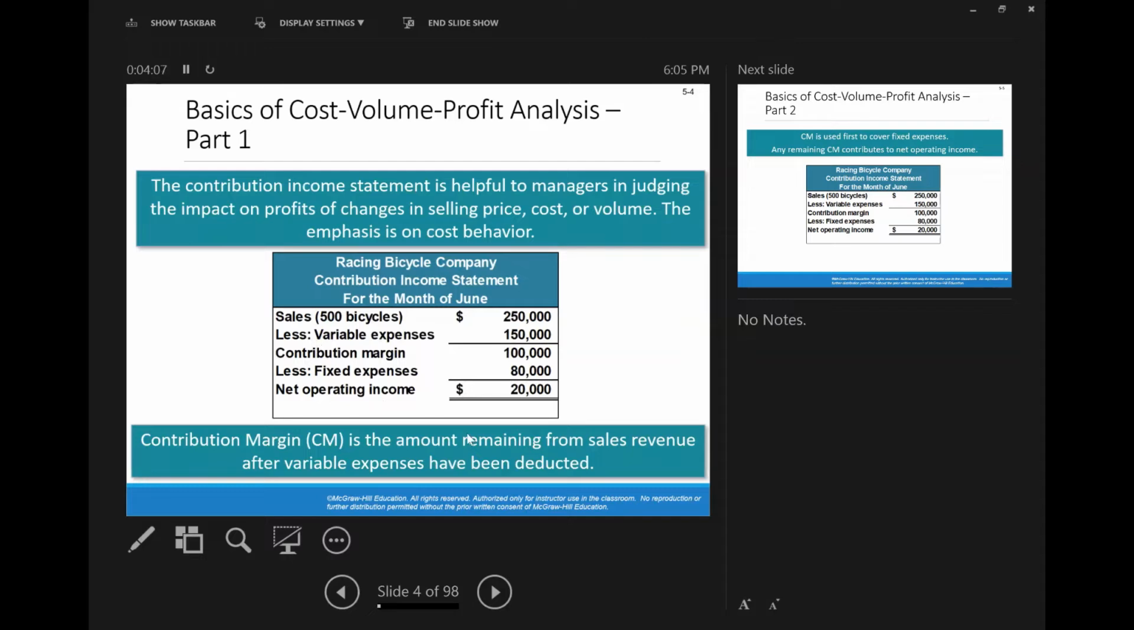Contribution margin is the amount remaining from sales revenue after the variable expenses have been deducted. So remember that formula. Contribution margin is the sales less the variable expenses.